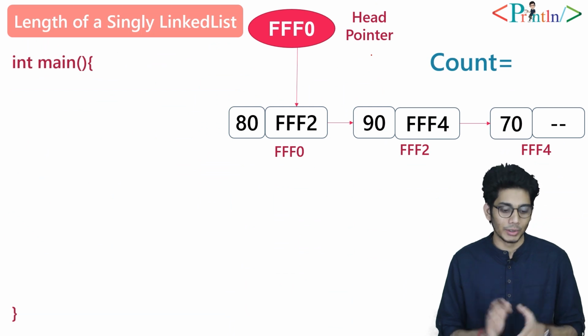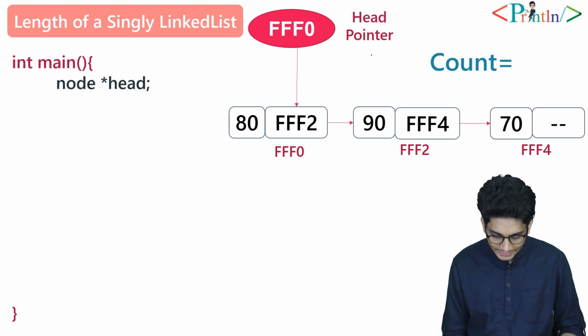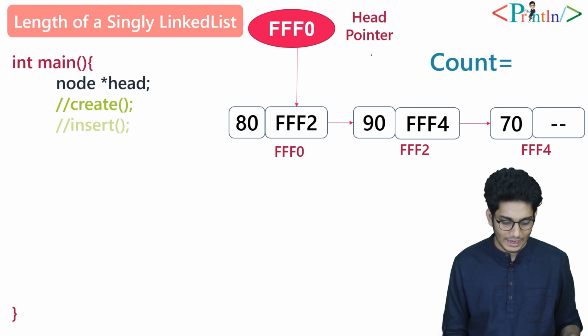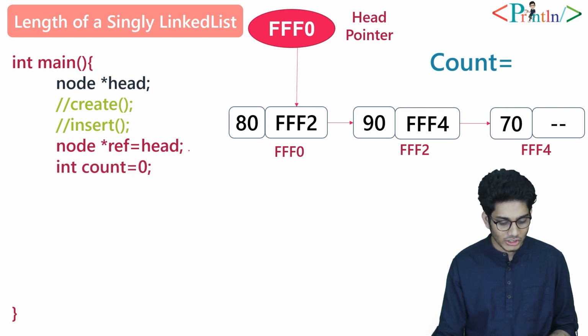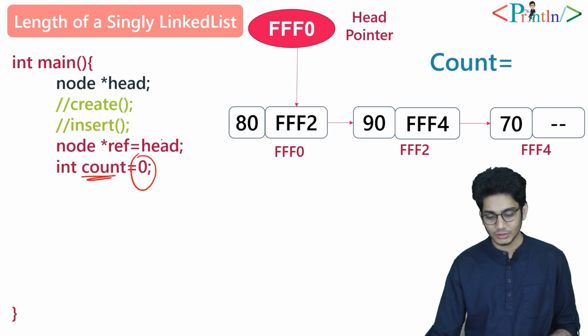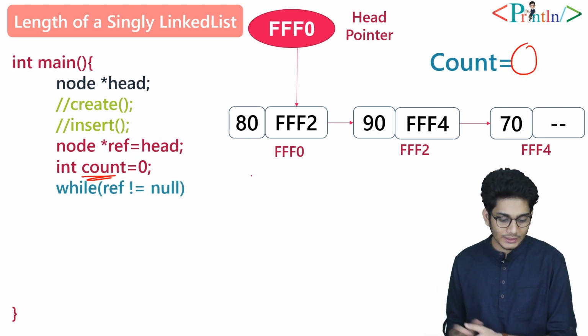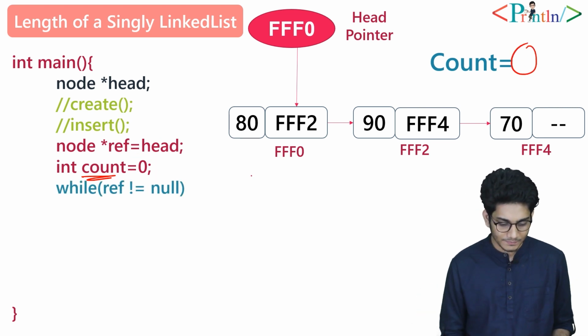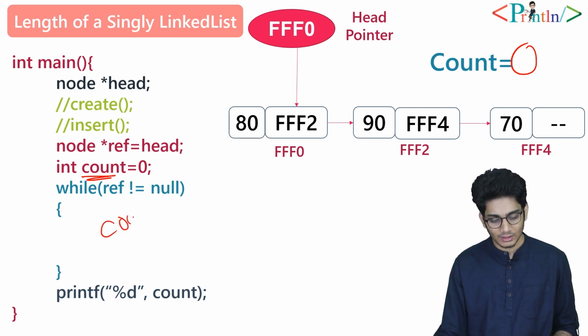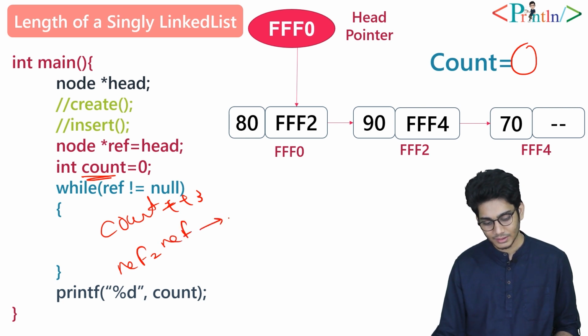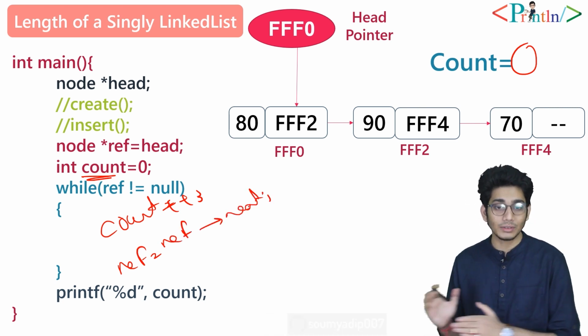Now we'll look at the code. At first we have to take a head. We have to create nodes, and we have to insert nodes. These are the dependency functions. Then we'll take a reference pointer. We will initialize the count variable as 0. Then we'll traverse the pointer until it encounters null. At first we'll increment the count, count plus plus. Then we'll write ref equals ref next. So this is how these things will go.